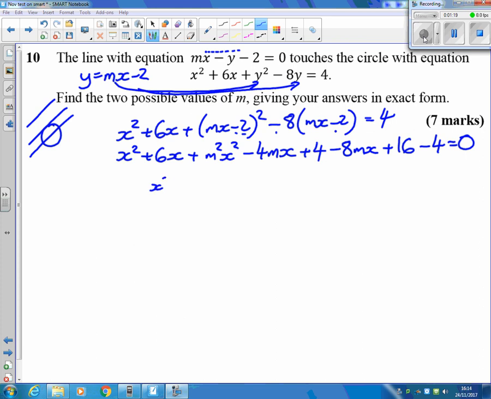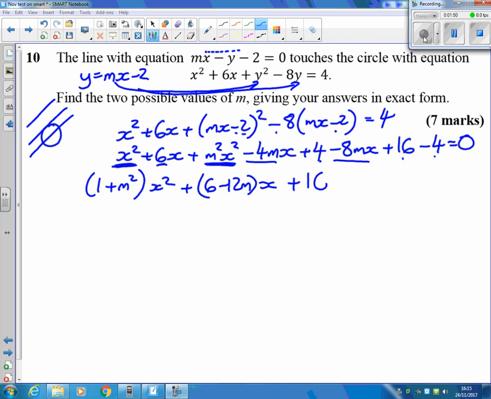Let's look at these x squareds then. We've got one of them there, and we've got m squared of them there. Altogether, I've got 1 plus m squared of the x squareds. Now let's look at x's. So there's 6 of them here, and then there's another minus 12m of them altogether there. And finally the numbers. We've got 4 and 16 minus 4, so we've got a plus 16 equals 0. So there's the quadratic that we're going to be working with.